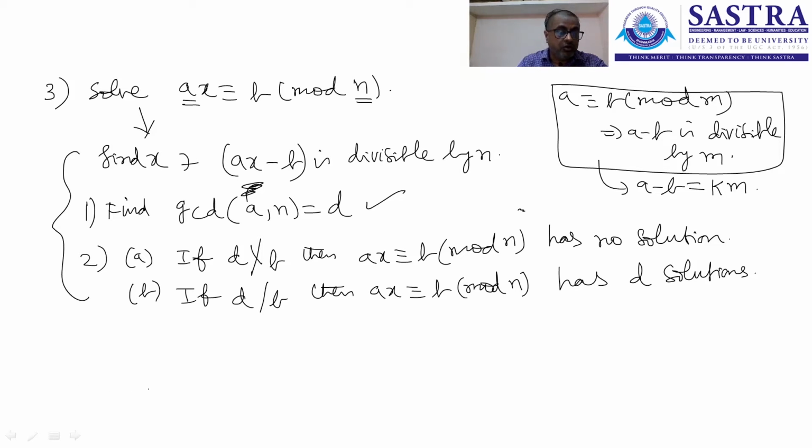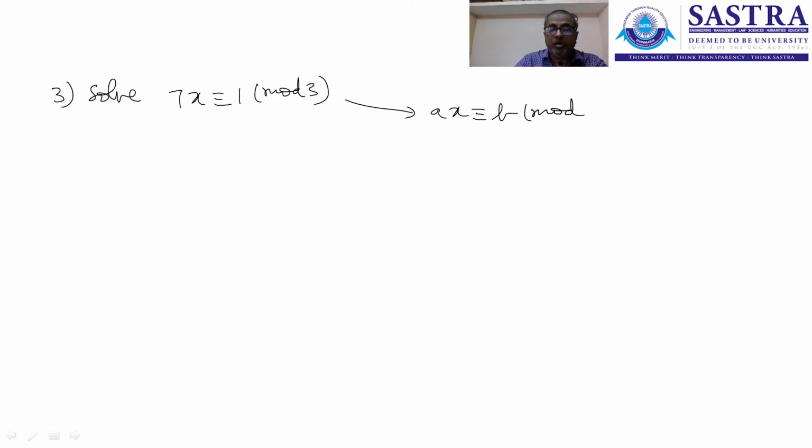Okay, so the next step would be this. Now what we do here is problem number 3. Solve 7x congruent to 1 mod 3. Let me write down the general format here: ax congruent to b mod n. I match and write the corresponding values. a is equal to 7, b is equal to 1, and n is equal to 3.